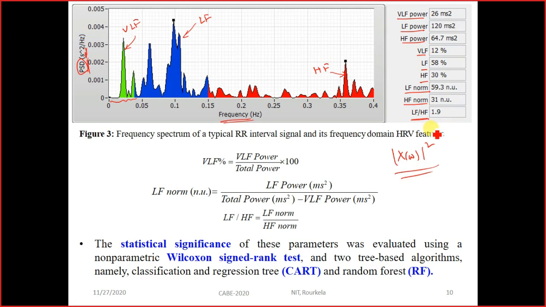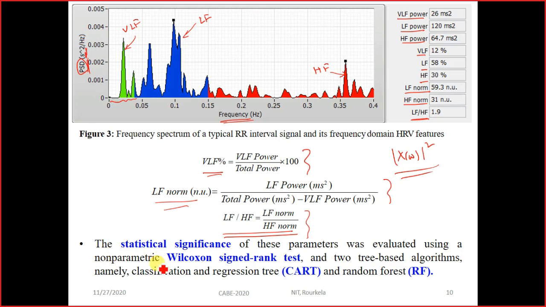Now this VLF percent is calculated by this formula. LF normalized unit is calculated by this formula, and LF by HF ratio is calculated by this formula.